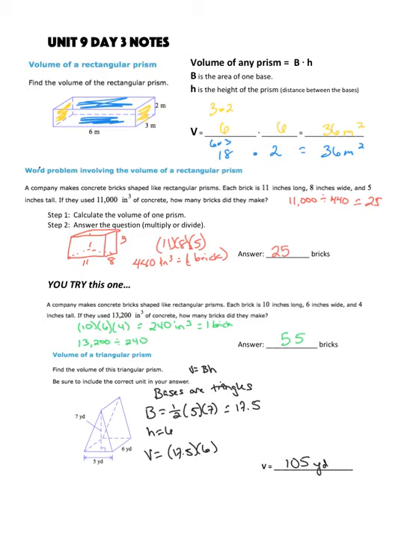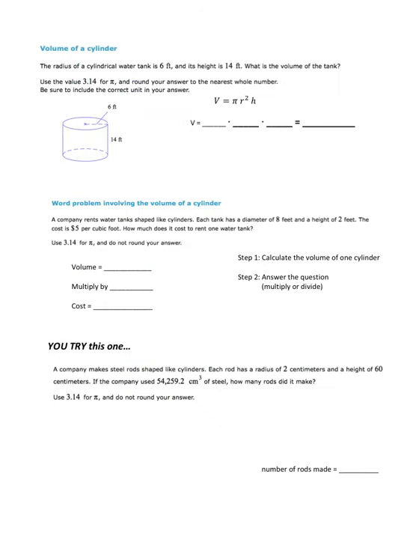105 yards cubed. Not so bad. My suggestion to you is find your B, your big B, find your H, write down the pieces, and then you can just plug them into the formula. If you write down the pieces, you know, oh, my big B base is 17.5. The height is 6. Don't just jump into plugging in numbers. I think that'll help you.